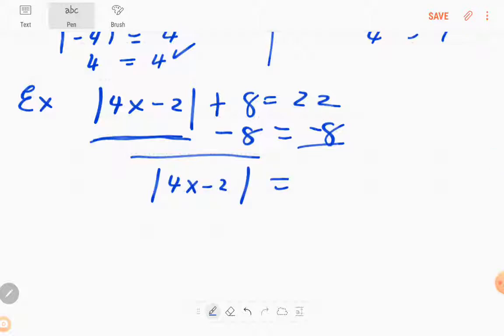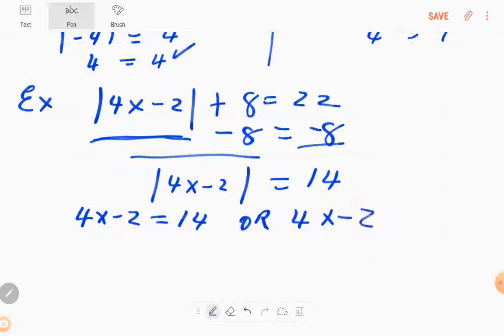So after I've isolated the absolute value by itself on the left-hand side of the equation, now I could separate it out with the OR statement. So now I could write 4x minus 2 equal to 14, or 4x minus 2 equal to minus 14. So adding 2 to both sides, I get 4x equal to 16. So x is equal to 4.